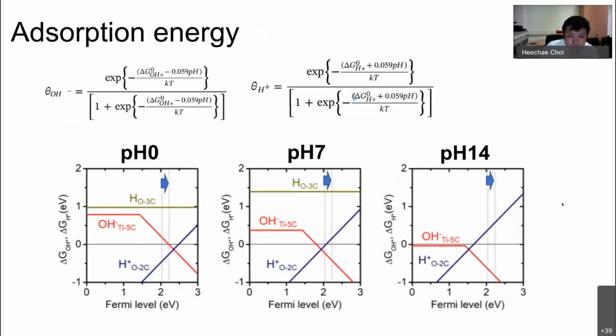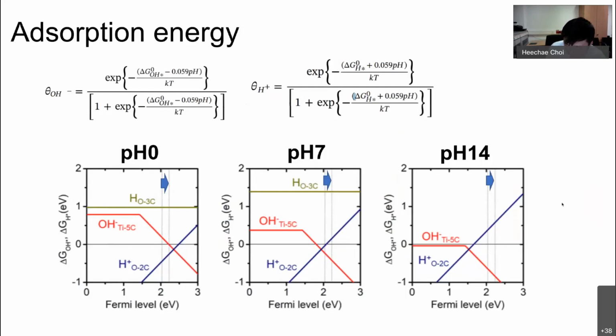So using these equations, we obtain the adsorption energies of OH-, H+, and neutral H on the TiO2 surface. With three different pH values, 0, 7, 14, we obtain the adsorption energy. And the arrow in the graph means the shift of the Fermi level. For a lower Fermi level, the OH adsorption energy is higher, which means that adsorption is weaker. But with the shifted Fermi level, because the OH- adsorption energy has a slope of -1 with the Fermi level, the adsorption becomes much stronger. In this graph, a negative value means stronger adsorption, and a positive adsorption energy means weak adsorption.